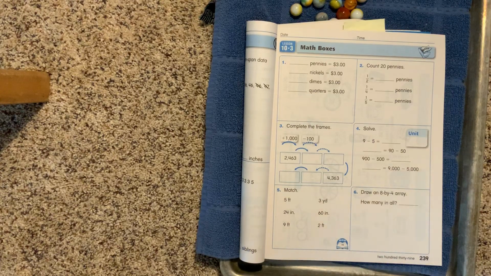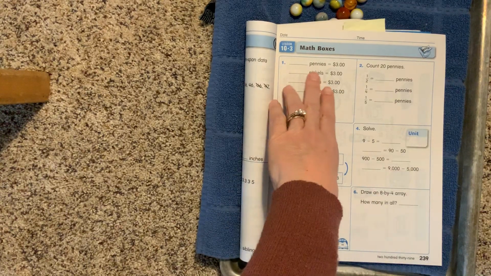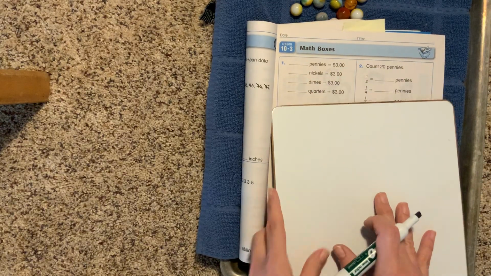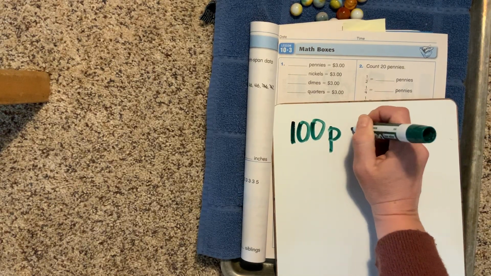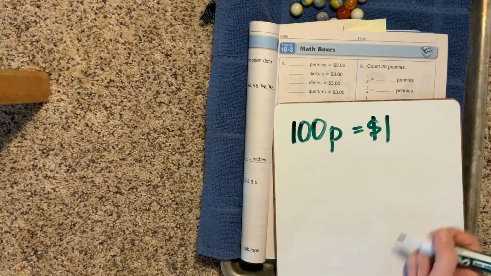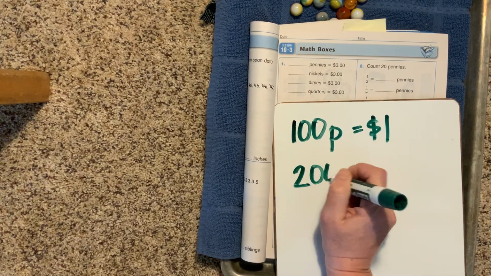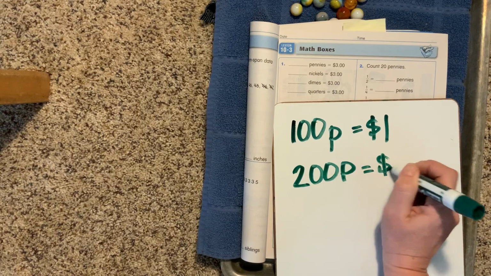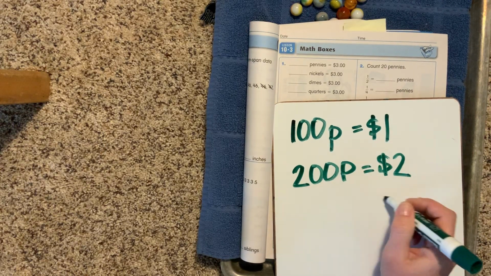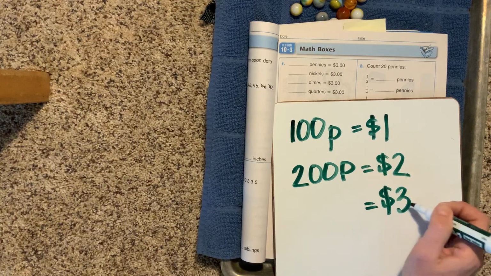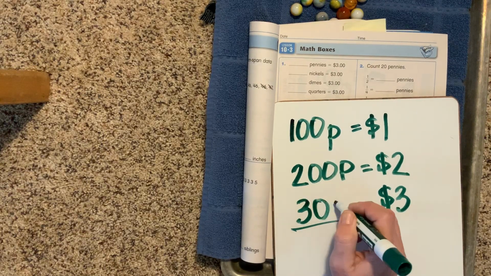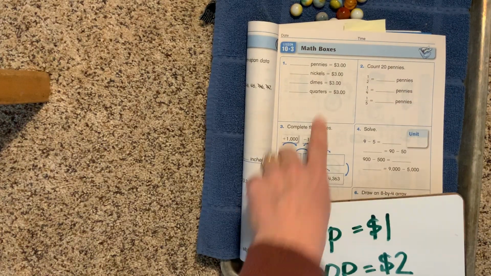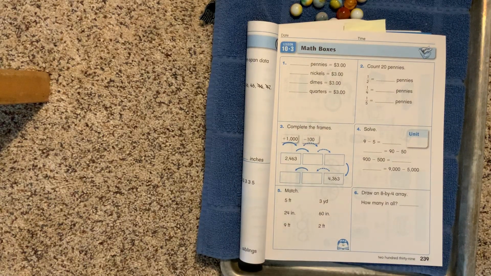So the first problem on the math boxes says, how many pennies make $3? Well, I know that 100 pennies make $1. So it would be 200 pennies to make $2, and another 100 pennies to equal $3. So how many pennies would it take to make $3? It would be 300 pennies. 300 pennies makes $3.